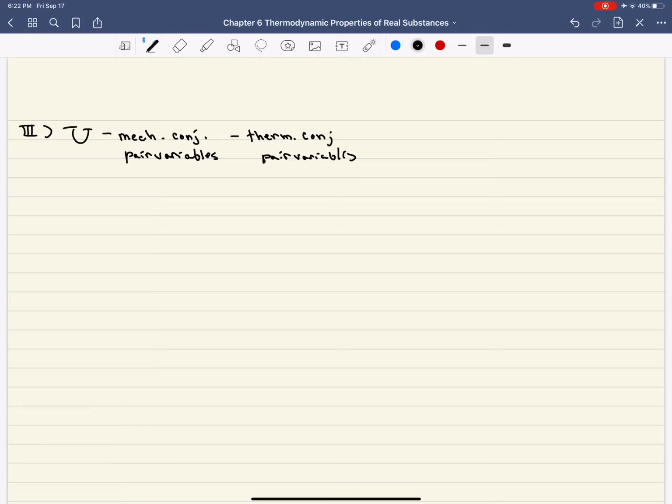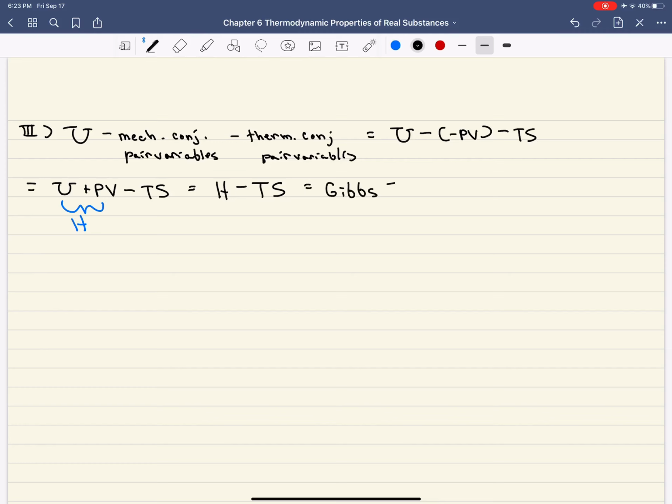And so if we do that, we get U minus negative PV minus TS. Okay? And here, if we cancel out the negative sign, we get U plus PV minus TS. U plus PV, that's enthalpy. And so here we get H minus TS. This difference, this is what we call the Gibbs energy. And this is abbreviated simply as G.